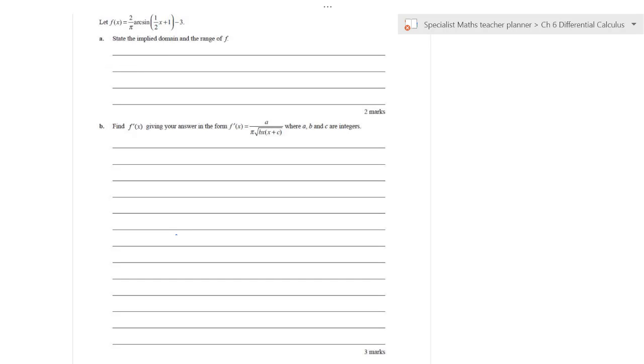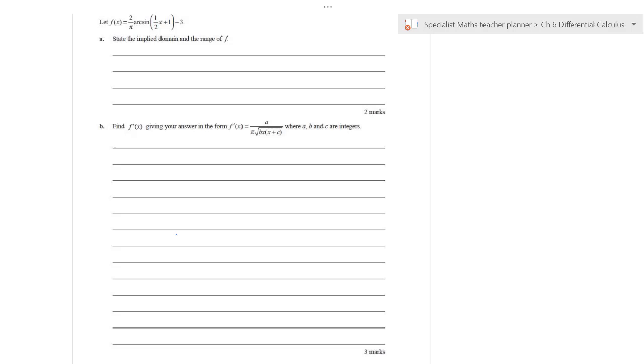All right, now we're going to have a really quick video on how to derive inverse trig functions. At the moment, this is inverse sine, but it doesn't matter if it's inverse cos, tan, whatever. We're going to use the chain rule.